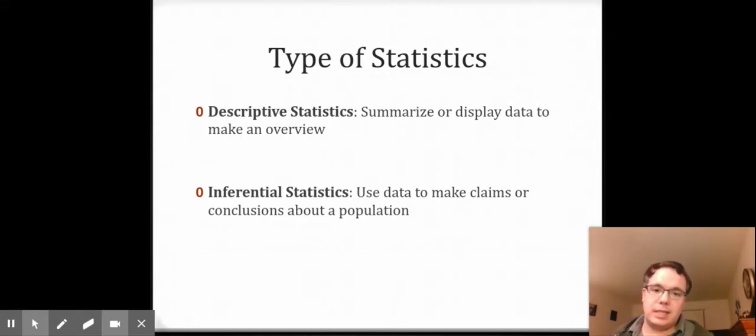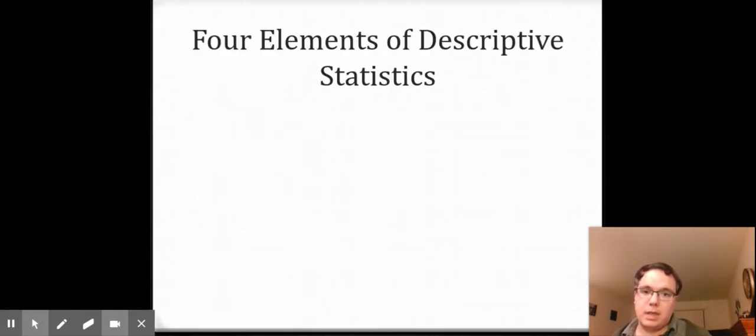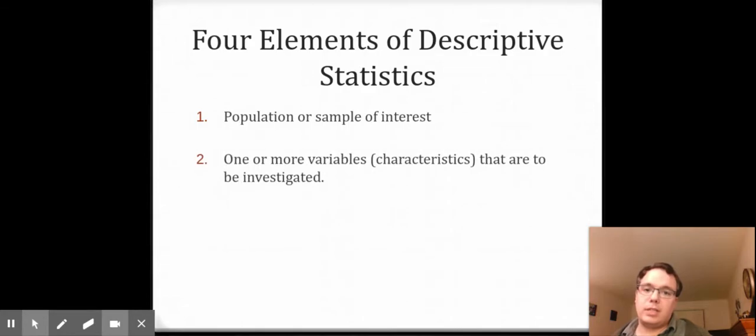Inferential statistics, on the other hand, the main word is infer. So you're going to have an experiment that has a sample, and from that sample, you're going to take whatever happens and infer it to the bigger population. So you're going to make a claim based on a smaller part of the population about the entire population. We're going to take a closer look at both descriptive and inferential statistics.